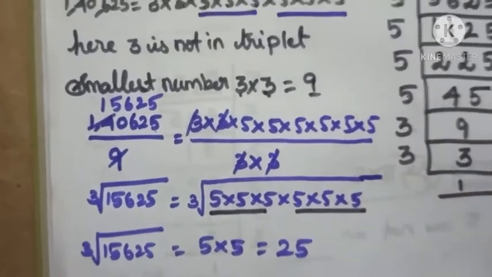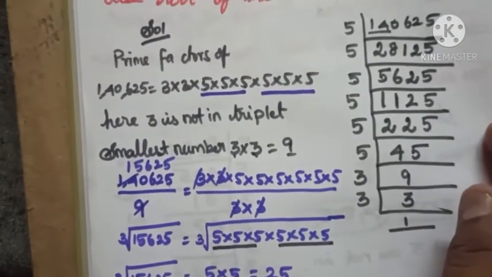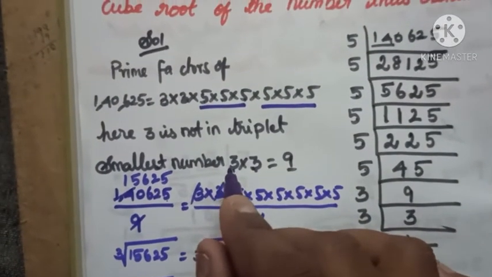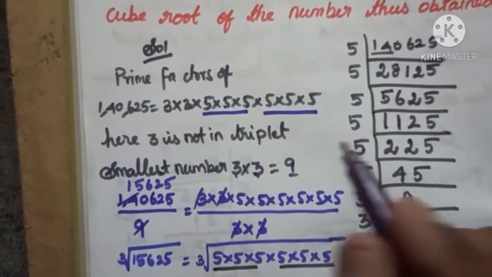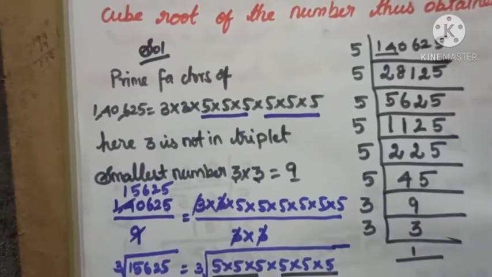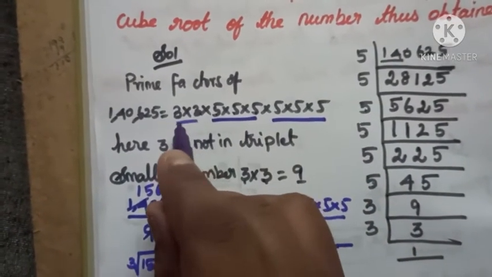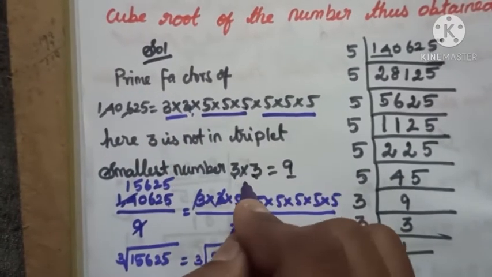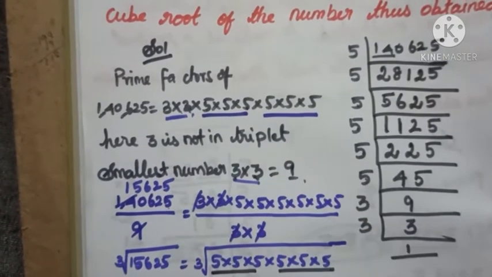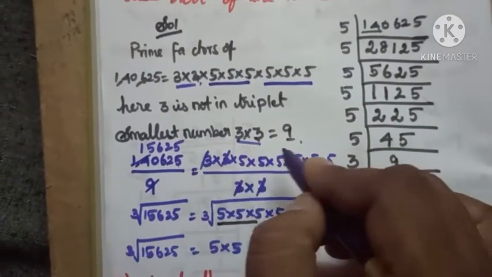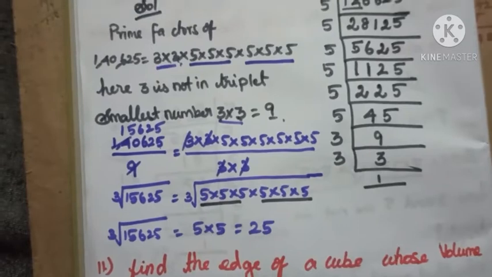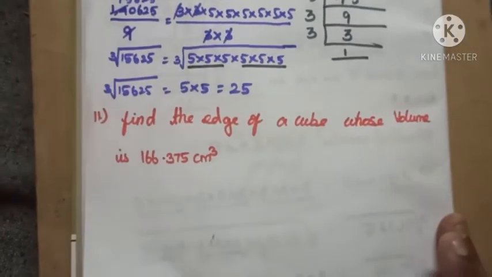Okay, the same concept, but here only one thing is different. In the previous sum we had to add 2 more 3s and 1 more 5 to make a triplet. Here the same, these 2 3s we need to cancel, so I just take those 2 3s. So 9 is the smaller number. Simply I have to divide the factors from the number, you get the new number and find the cube root. Next we have to see question number 11.